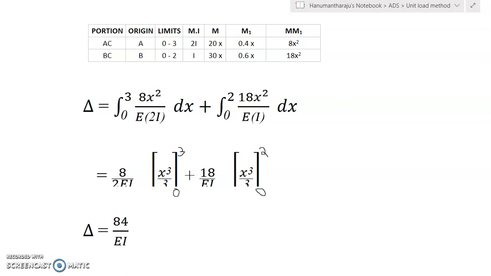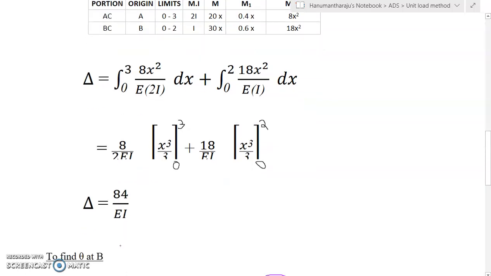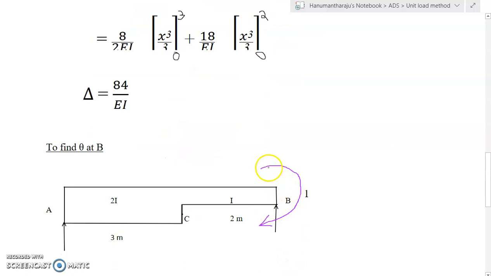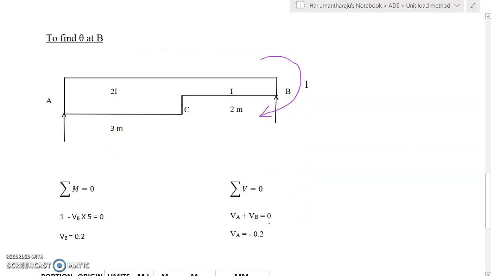In the next portion, we need to find the slope at point B. To find the slope at point B by unit load method, you need to remove all the external load and you need to apply the unit moment at point B. Here, unit moment is applied at point B, wherever the slope is required. In the tabular column, before that, we need to find the reactions due to this unit moment on this simply supported beam.